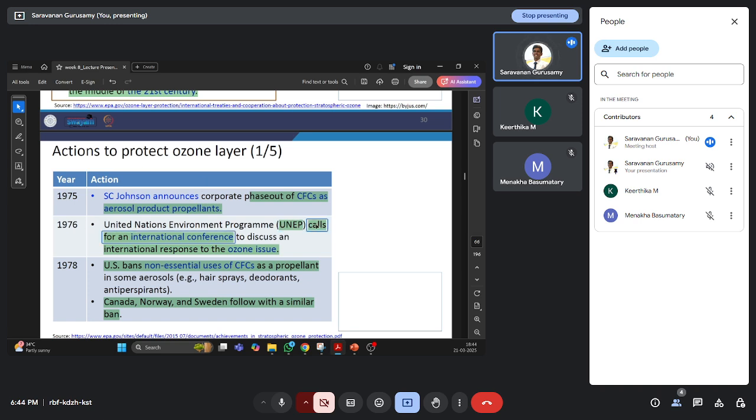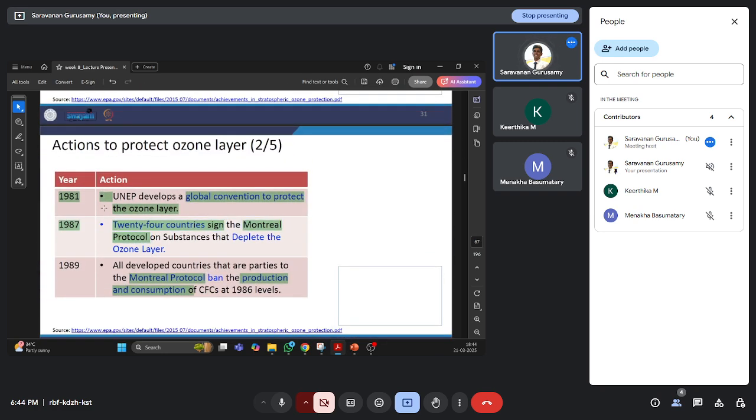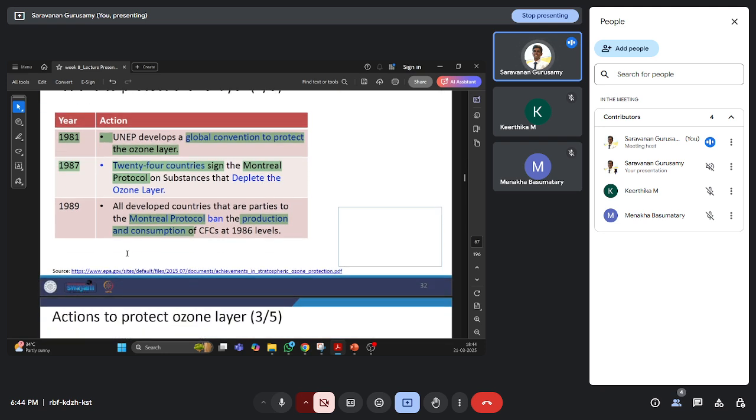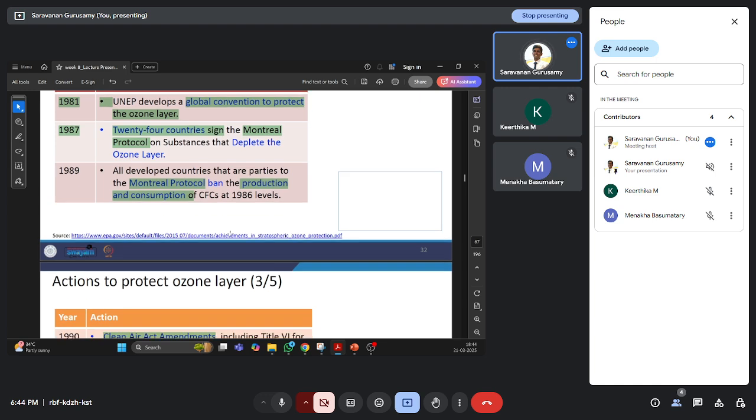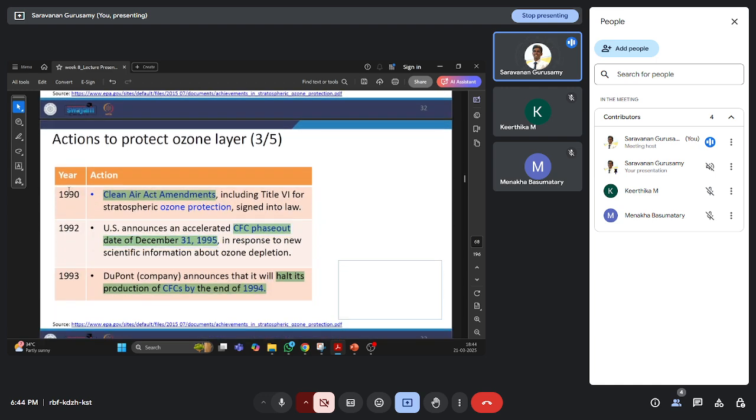And in 76, UNEP calls for an international conference. And then 1978, US bans the non-essential use of CFCs like propellant. 1981, Global Convention to Protect the Ozone Layer. 87 is when 24 countries signed for the Montreal Protocol. That is the 1987 protocol. The 25 countries signed to reduce the substances that deplete the ozone layer. And 1989, Montreal Protocol banned the production and consumption of CFCs at 1986 levels. 1990, Clean Air Act. 1992, CFCs phase out.